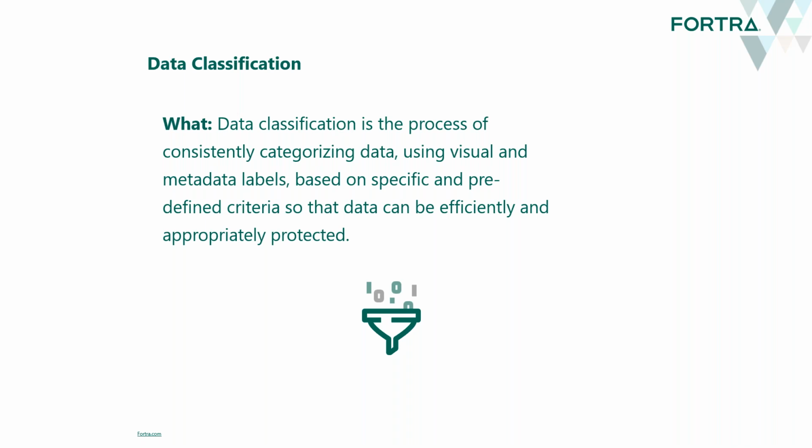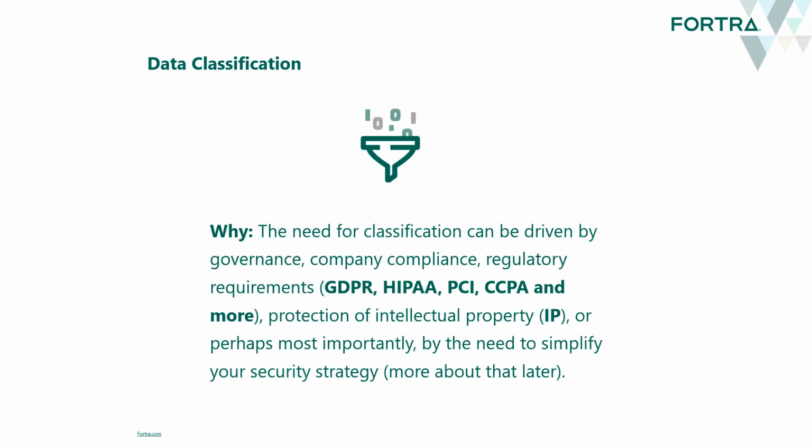So what is data classification? It's a process of consistently categorizing that data using those visual and metadata labels, putting them in a box, based on specific and predetermined criteria. So we know what that stuff is, and we can efficiently and appropriately protect it.